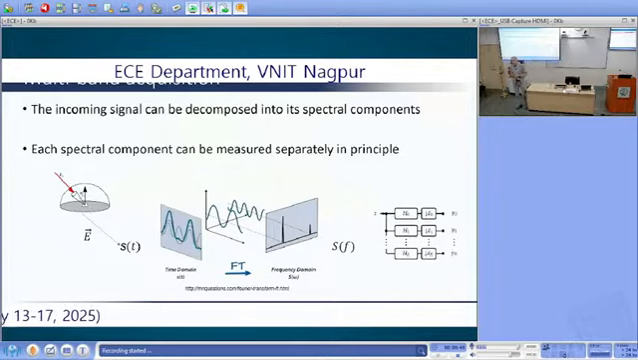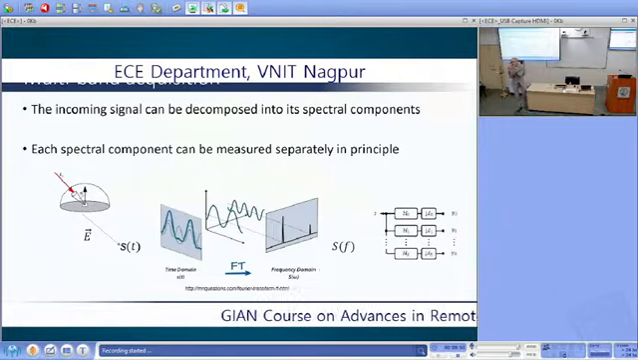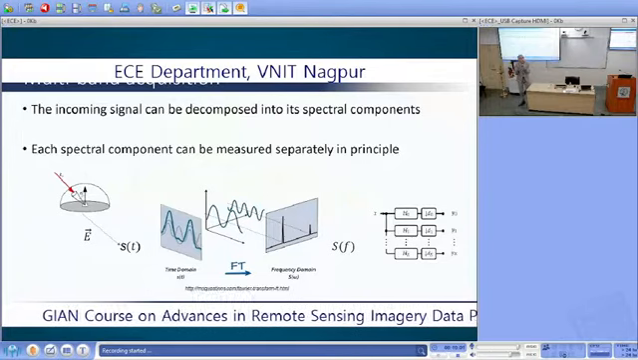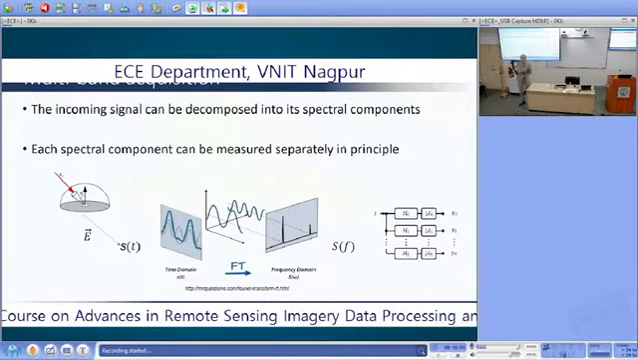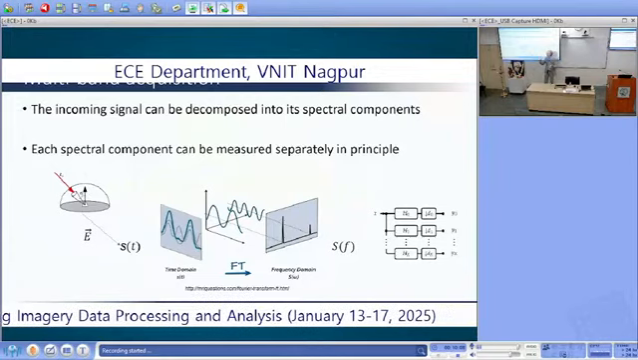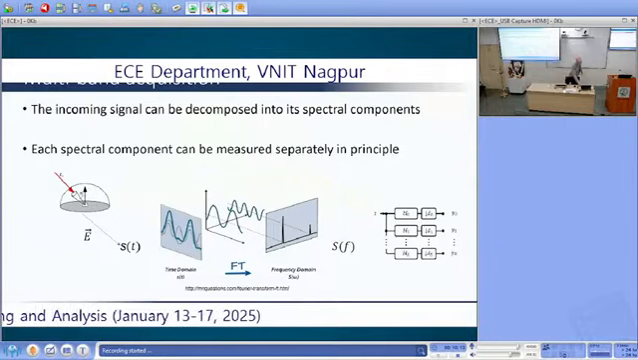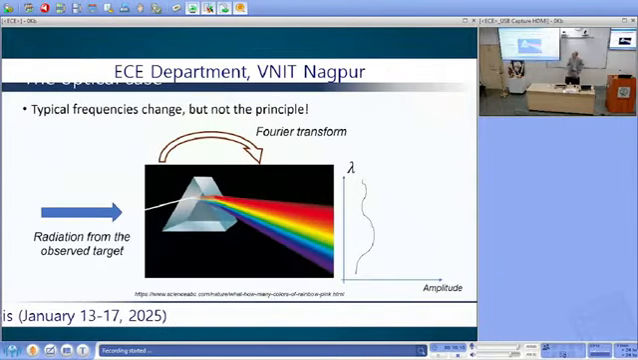Some devices have some flexibility in that they can be programmed to move the bands a little bit. But generally speaking, once you have designed the sensor, then you have also frozen the bands. So you have frozen the distribution of wavelengths that you're measuring independently. Okay.